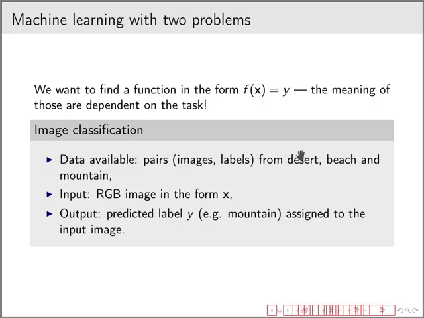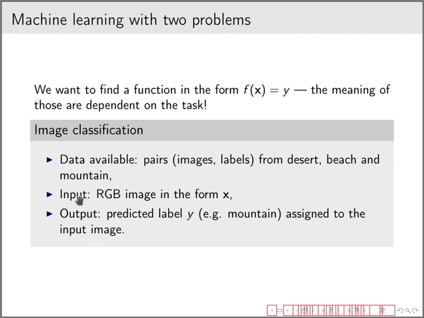So let's say we have an image classification, as we are discussing, and what we have is data available, that means pairs of images and labels from desert, beach, and mountain. In here I included yet another class. In the previous video we discussed just desert and beach because there were two classes, easier, but we can define more classes if we need.